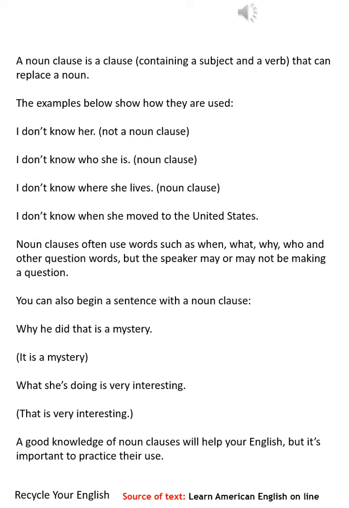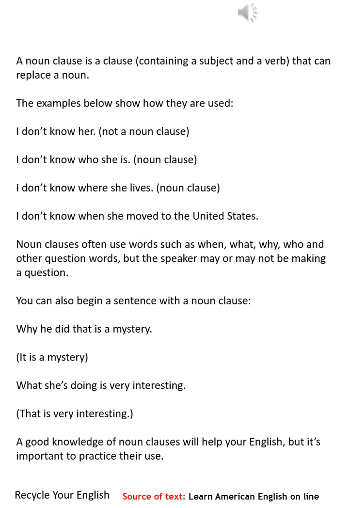You can also begin a sentence with a noun clause. Why he did that is a mystery. It is a mystery. What she's doing is very interesting. That is very interesting.